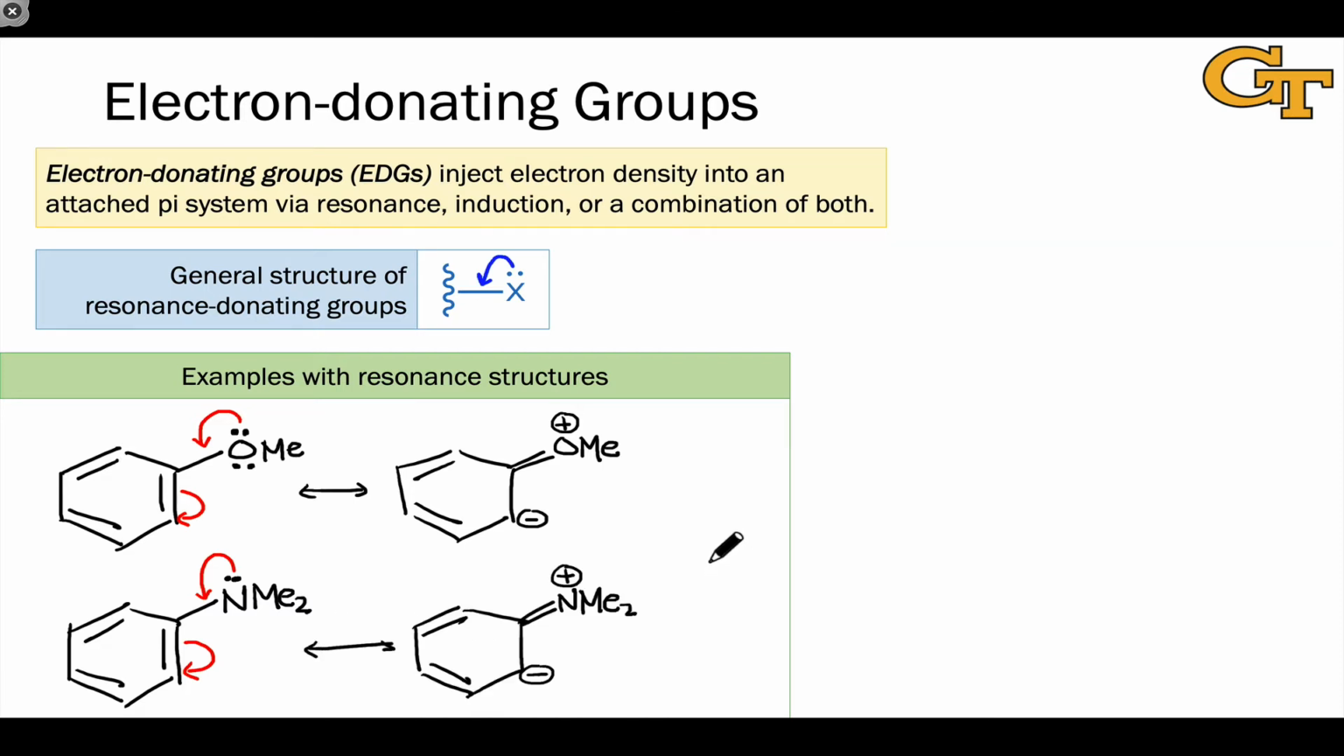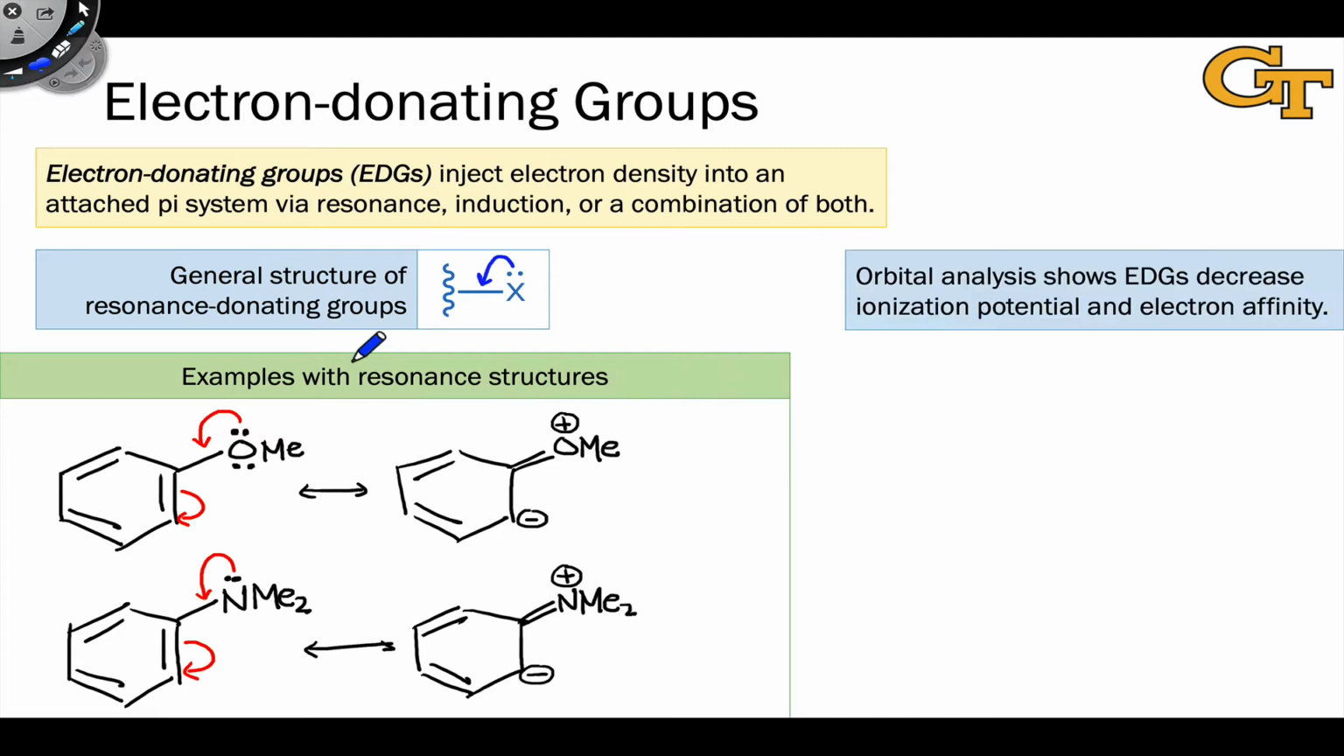Now, just like we did for electron withdrawing groups, let's ask, what is the effect of the donating group on the ionization potential and electron affinity of, say, the benzene ring in these two examples, relative to benzene itself, where a hydrogen replaces the electron donating group? Pause the video now and try to think through this before I talk through the answer. Unsurprisingly, electron donating groups have the opposite effect of electron withdrawing groups. They decrease both the ionization potential and the electron affinity.